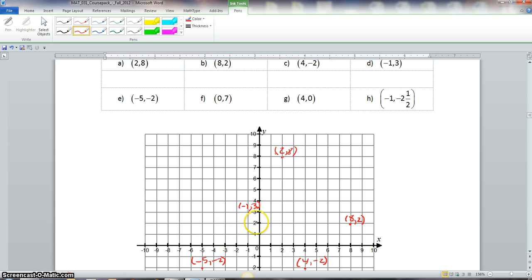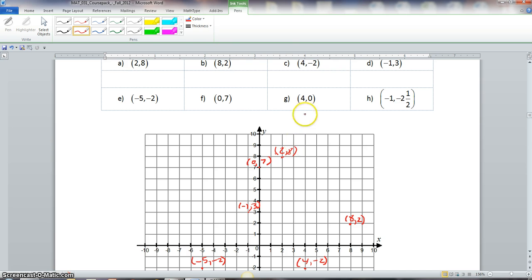Now we go to our next point. We have 0, 7. Now remember, we said x goes left, right, or stay. So in this case, x will stay at the origin because it's 0. Now, y is 7. So from the origin, we go up 7, and we plot our point. Okay, so now we have the ordered pair 0, 7.